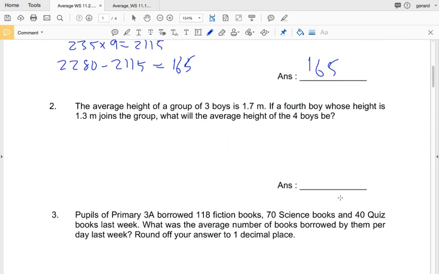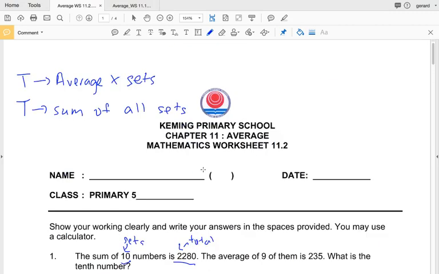Question 2. The average height of a group of 3 boys is 1.7 meters. A fourth boy, whose height is 1.3 meters, joins the group. What will the average height of the 4 boys be? Now, all of these questions in this chapter are about how you understand whatever information is given. After you know that, you'll be able to apply this information to find the average.